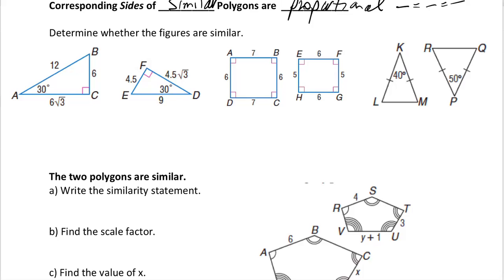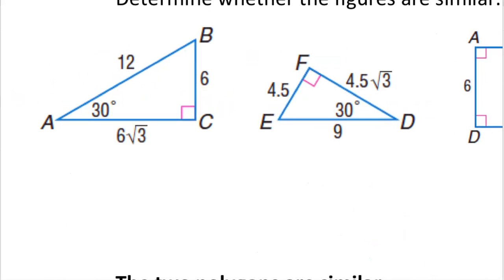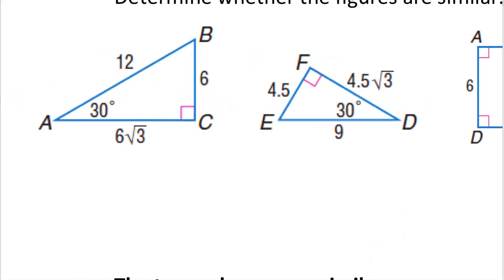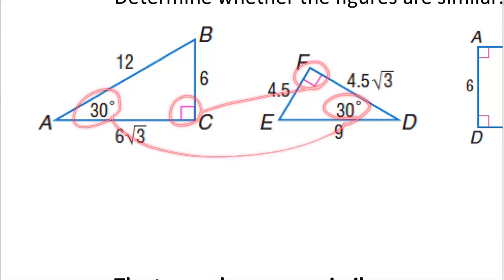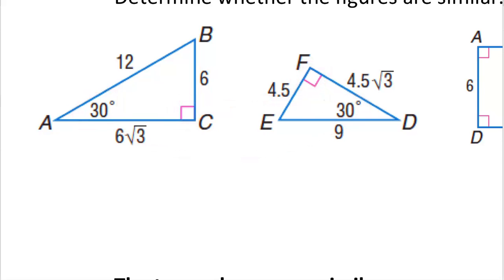So for each of these questions, you're going to do something like this. First, you need to make sure that the corresponding angles are congruent. These are both 90, that's good. These are both 30, that's good. And as a triangle, the angles add up to 180, so these two angles should be 60, so that's good.